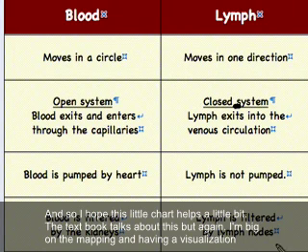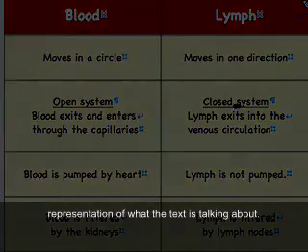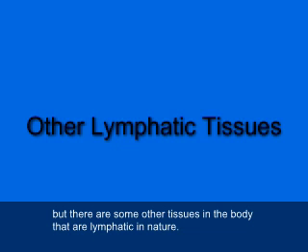And so I hope this little chart helps a little bit. The textbook talks about this, but again, I'm big on the mapping and having a visual representation of what the text is talking about. Lymph, lymphatic vessels, and lymph nodes are the major structures of the lymphatic system. But there are some other tissues in the body that are lymphatic in nature.